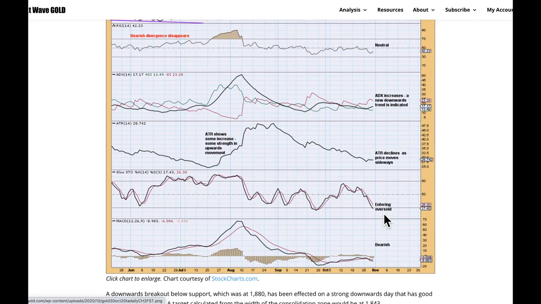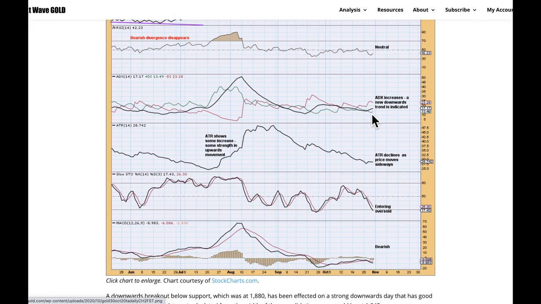Stochastics is entering oversold, but because ADX tells us there's a new downward trend, we don't rely on stochastics for expecting to find a low. Let's use RSI instead. Stochastics is best used in a consolidating market to indicate swings from support to resistance, not in a trending market.